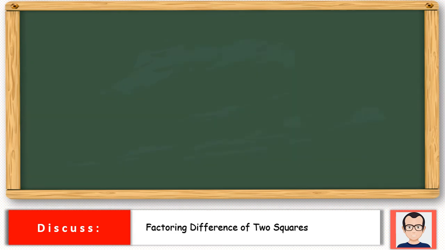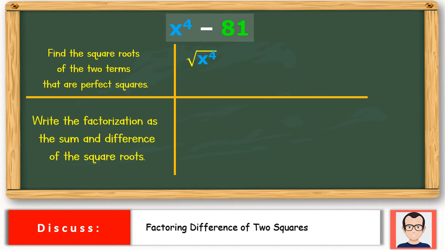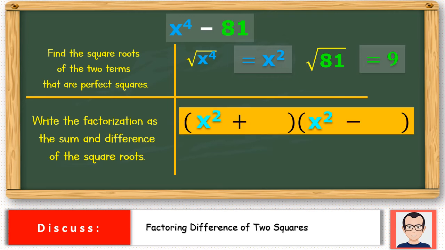For our last example, we factor x to the fourth minus 81. We get the square root of x to the fourth, and that is equal to x squared. For 81, we have 9. After getting the square roots, we now express it as factors of the sum and difference of the square roots. And our answer is x squared plus 9 multiplied by x squared minus 9.